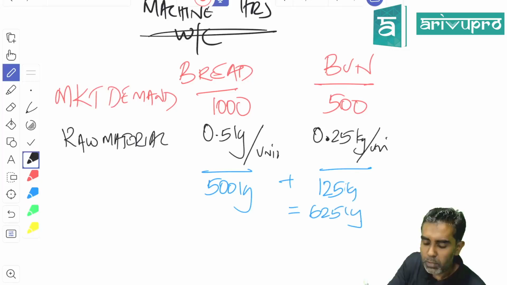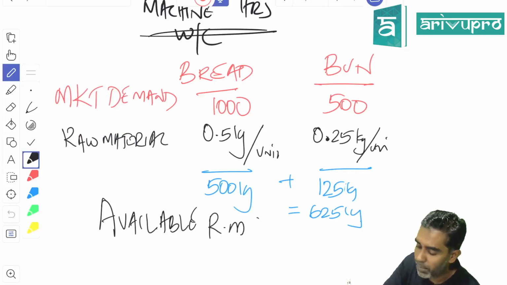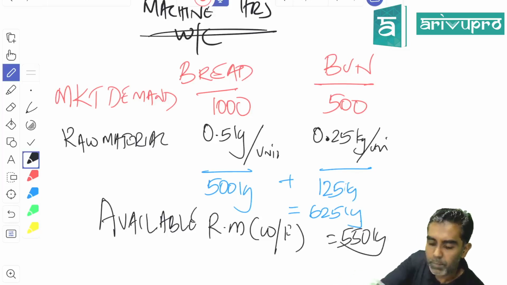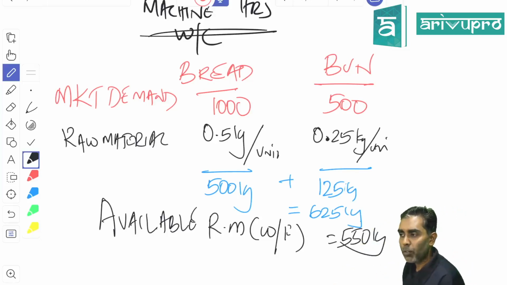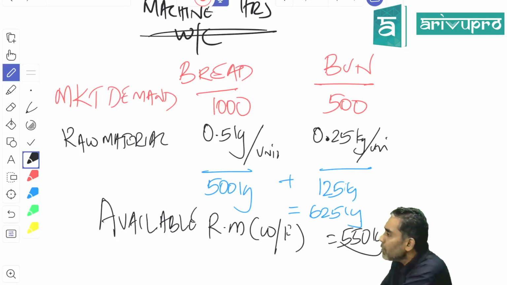But in your stores, the available raw material, available wheat flour, is only 550 kilograms. I hope you understood my questions. Now to satisfy the entire customer base, you should have 625 kilograms. But you check the store, it says we have only 550. What would you do if you are running a bakery?